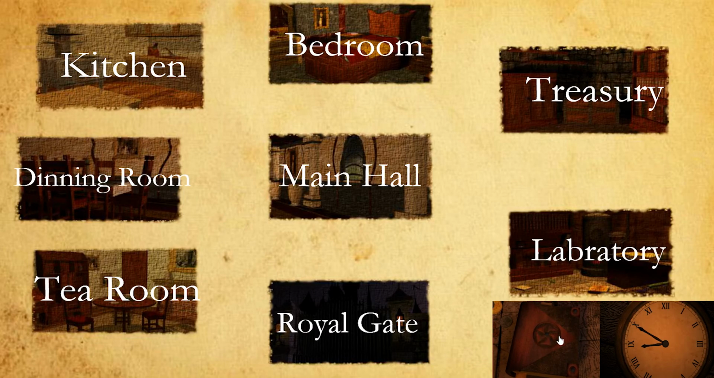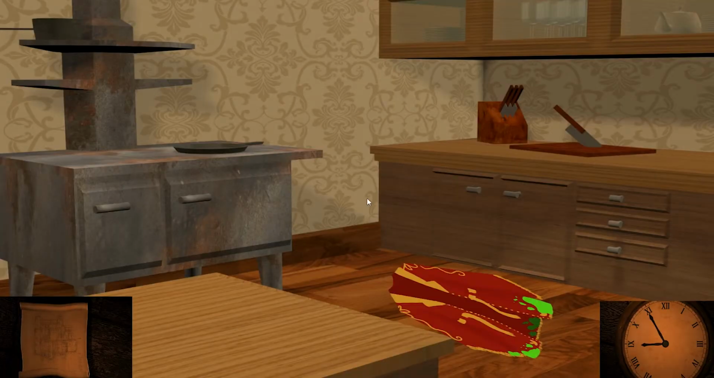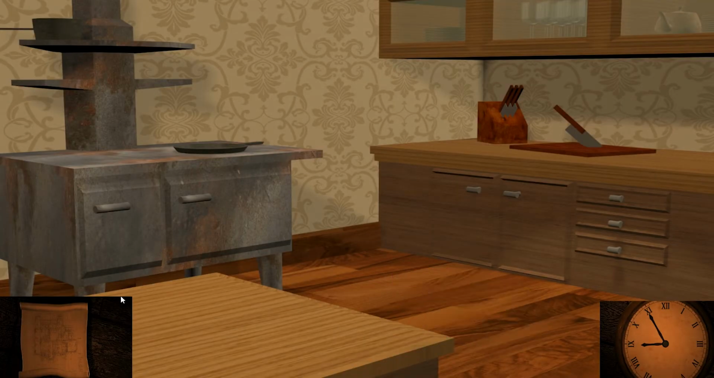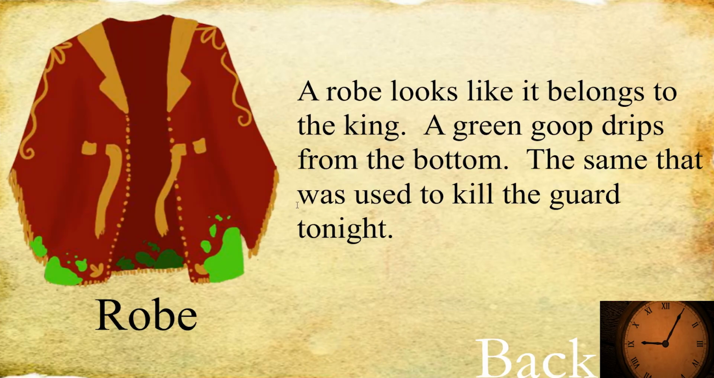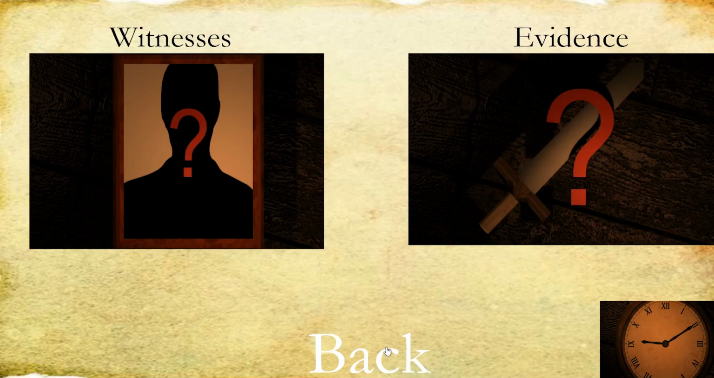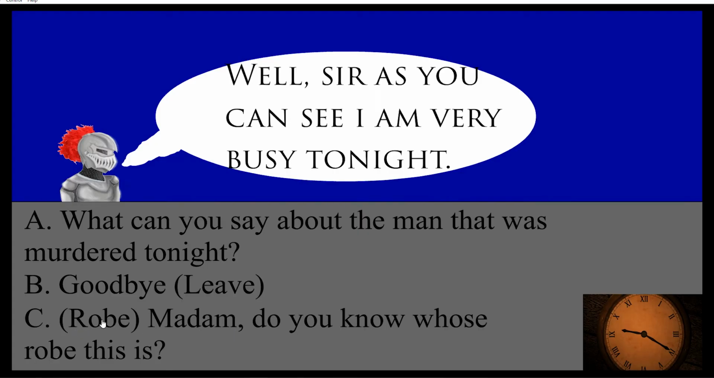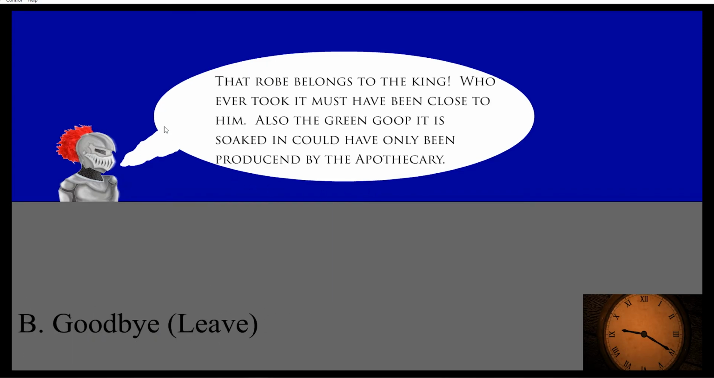So we don't have anything in our journal, but I believe the kitchen has a robe. If we click on that, we would now have the robe in our journal. And we would learn about the robe, and we can even talk to a character about it. This option right here, it wouldn't have been here. I probably should have done that first. It would have said need evidence. So now that we got this evidence, she tells us that that's the king's robe, and now we've learned more.